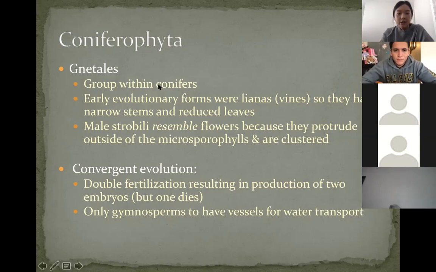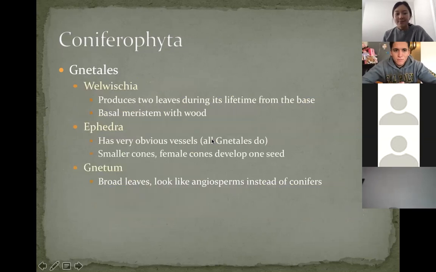So again, the Gnetales are a group within the conifers. They also pretty much look like angiosperms for the most part. Sometimes their cones look like an inflorescence or a cluster of flowers, which is also why they were thought to be an angiosperm, but they're actually a group within the conifers, so they are a gymnosperm.